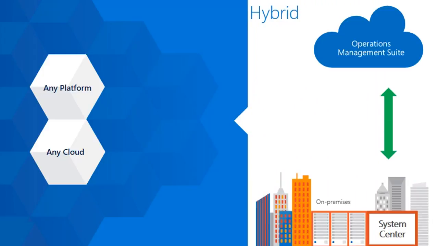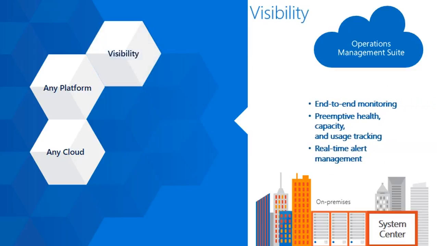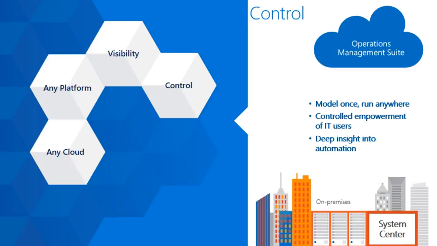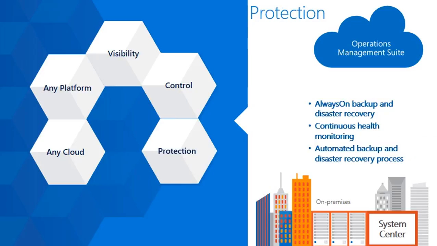So if you haven't had a chance already, make sure you have a look at OMS, or the Operations Management Suite, that integrates into System Center for your on-premises environment. This is really cool in the sense that it allows you to manage your environment from the cloud, giving you end-to-end monitoring, preemptive health, capacity and usage tracking, and real-time alerts. So if you want to see what's going on with your servers, you can do real-time alert management from the cloud. And you get the ability to model how you want to manage your environment and get deep insight into how you want to automate this, and then do it once and be able to use it both in your on-premises or your cloud environment.